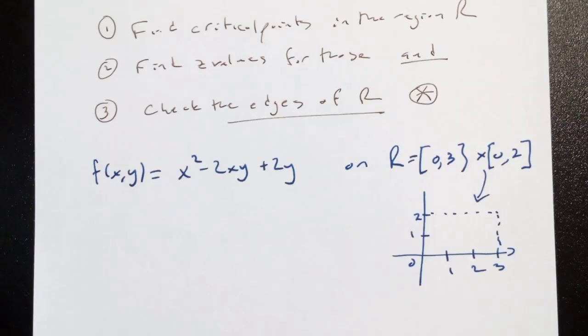Now, the region I've chosen is a closed region. It includes all of the edges. X goes from 0 to 3 inclusive. Y goes from 0 to 2 inclusive. So I have a closed region, like a closed interval. And it's bounded. It fits inside some circle.